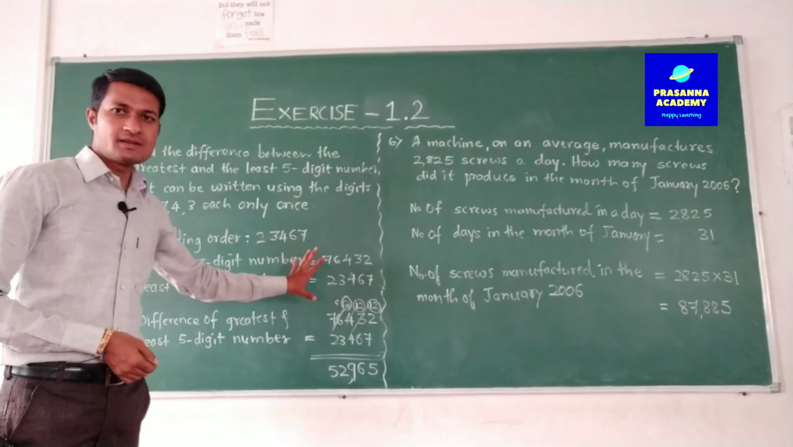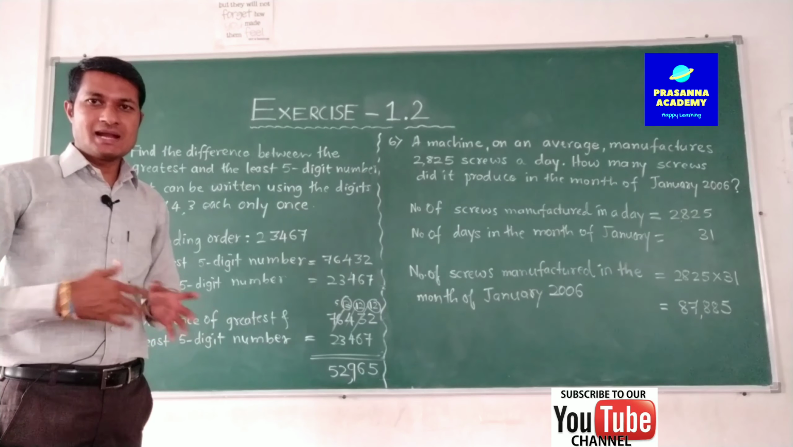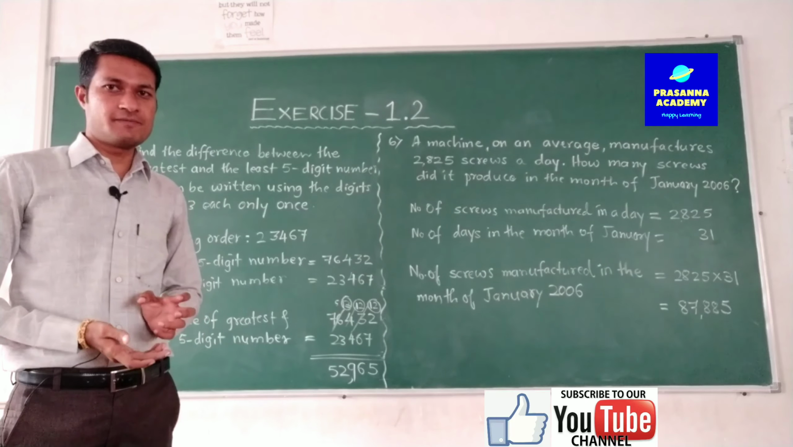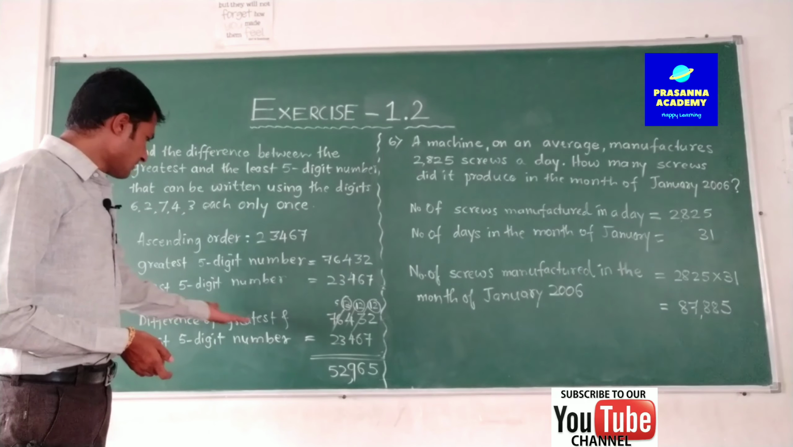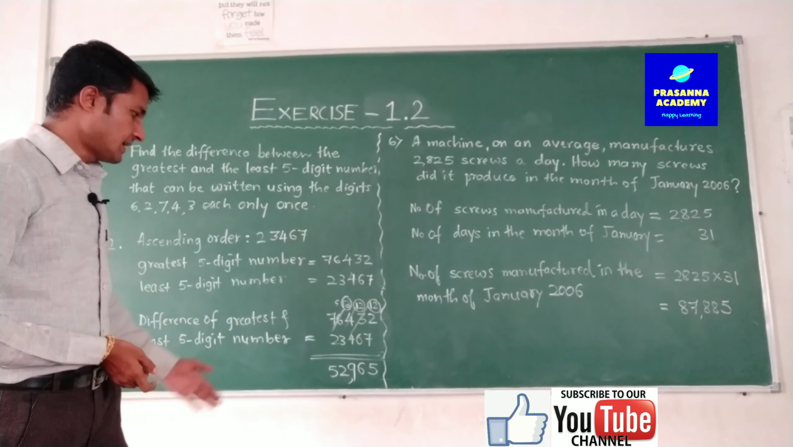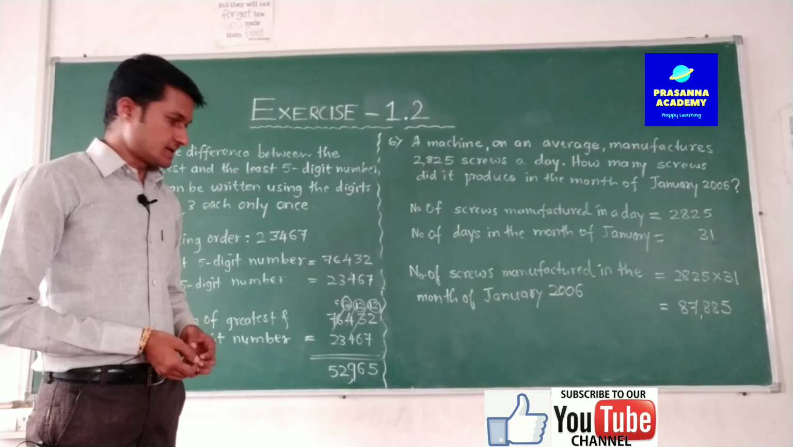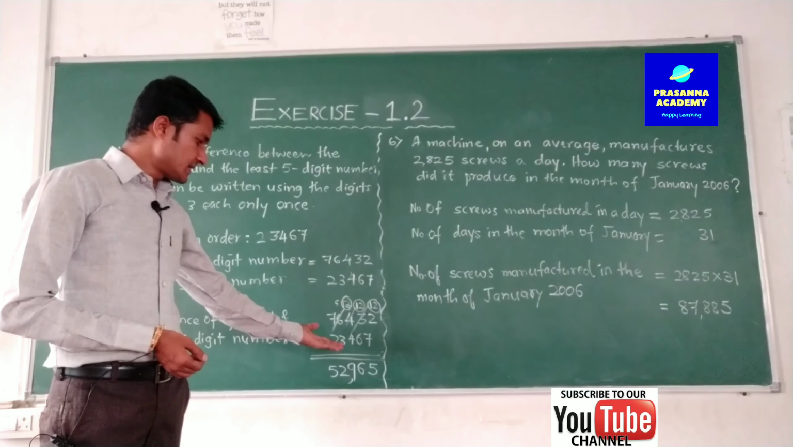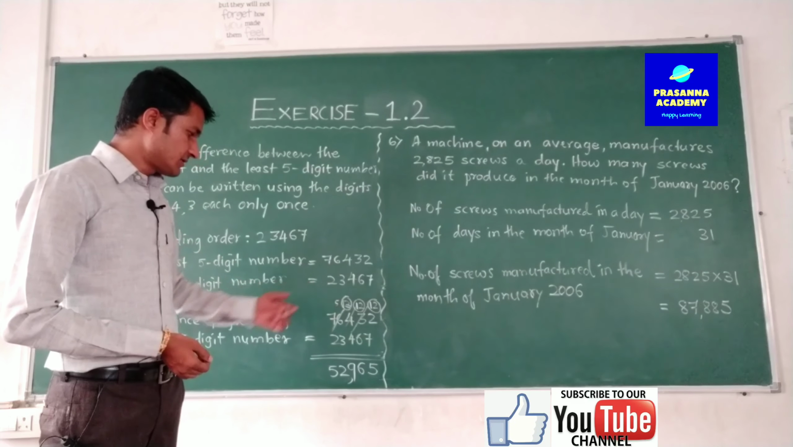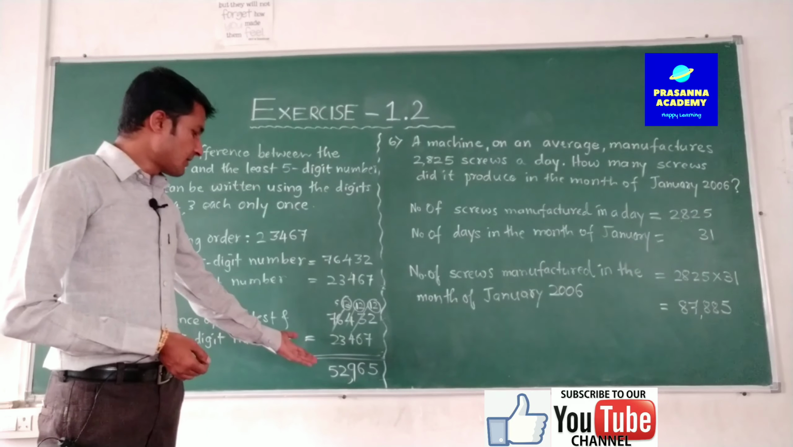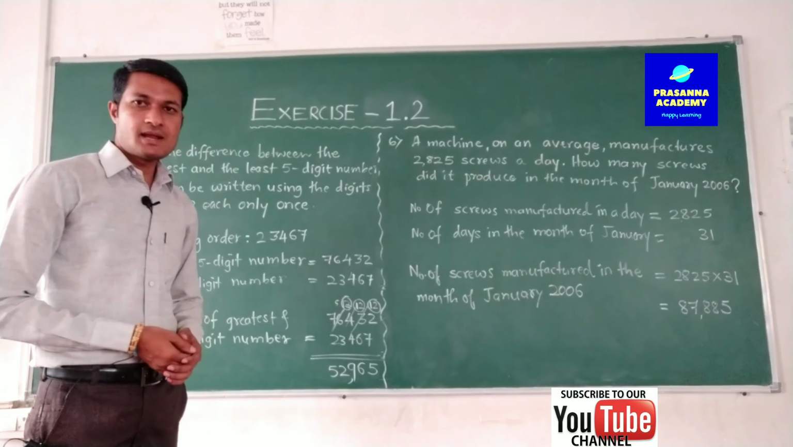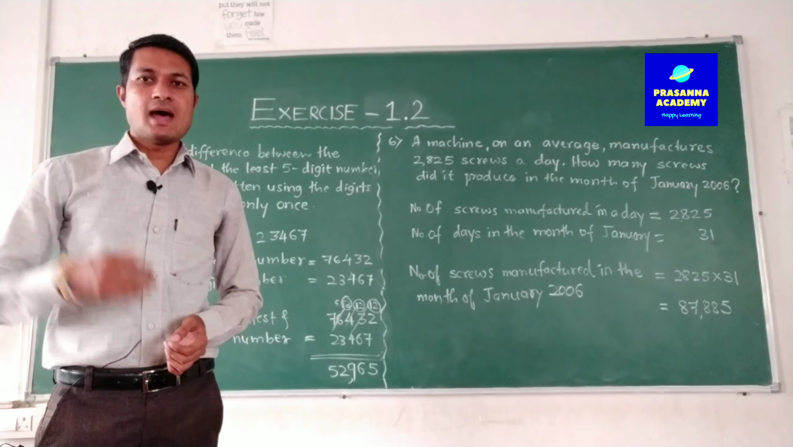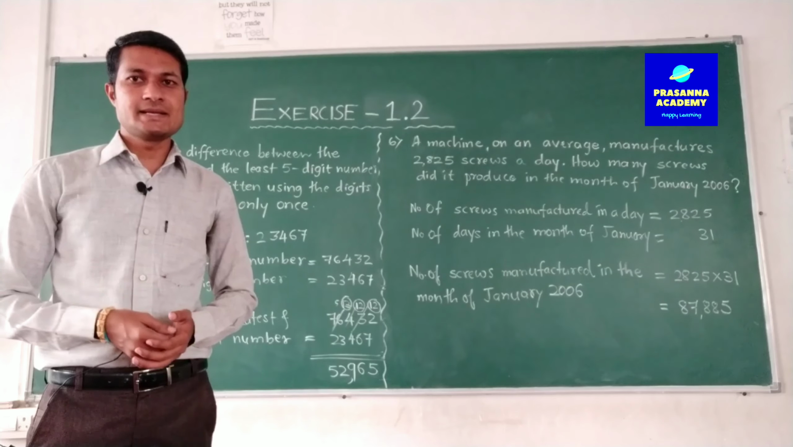So once we made the largest 5-digit number and the least 5-digit number, it will be very easy to take their difference. That is, the difference of the greatest and least 5-digit number is 76,432 and 23,467. Once we subtract 23,467 from 76,432, your answer will be 52,965. So this is the difference of the largest 5-digit number and the smallest 5-digit number, that is the least 5-digit number.